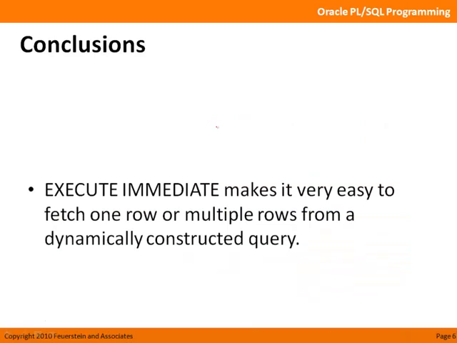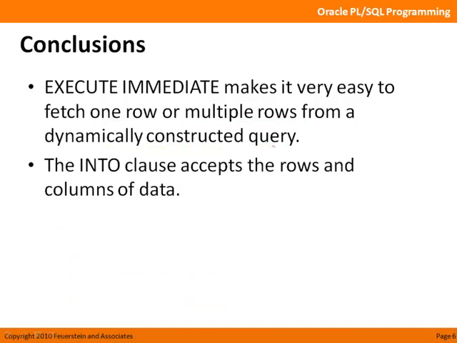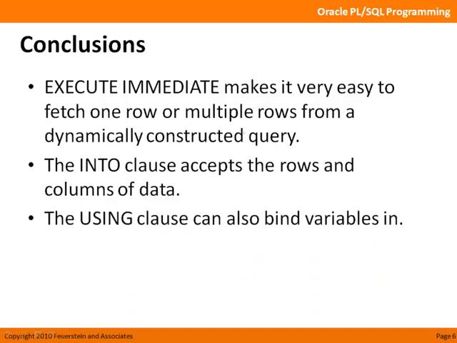Drawing some conclusions. Execute immediate makes it really quite easy to fetch a single row or multiple rows of data from a dynamically constructed query. Much easier than using DBMS_SQL, for example. The into clause accepts the rows and columns of data coming out of your select statement. You can use the using clause to bind variables into the statement and avoiding concatenation or hard coding of values. And remember that when you're fetching multiple rows of data, look at how many rows you think you will be fetching. If it's a lot of rows, then switch to the open for approach instead of the execute immediate approach.